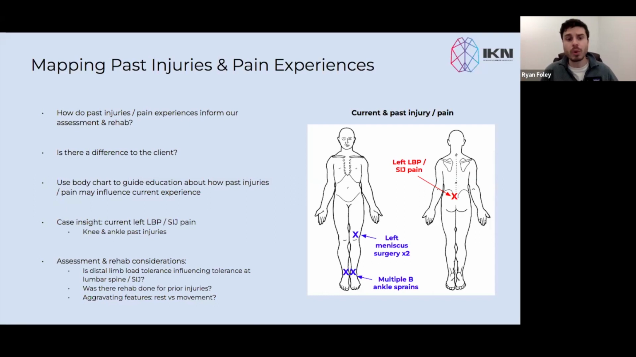Okay, so case insight: we have a current left low back pain and SIJ pain experience, but the individual has a history of 2 meniscus repairs and multiple bilateral ankle sprains. Okay, now those injuries are distal to the current pain experience. But like I said initially, we like to look at things, particularly during the assessment process, from a very global standpoint.